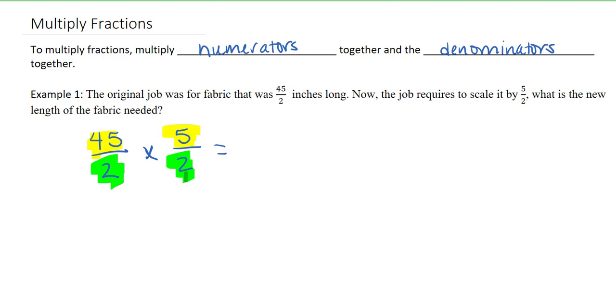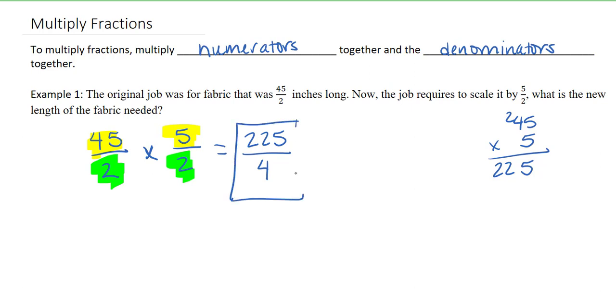So we have 45 times 5. Let's just put this off to the side. 5 times 5 is 25, 4 times 5 is 20, plus 2 is 22. So we have 225 on the top. Now 2 times 2, well, that's 4. Now we don't have any common factors, right? On the top we have 5 and 9, like our 3, and on the bottom we have factors of 2. So this is our reduced fraction.